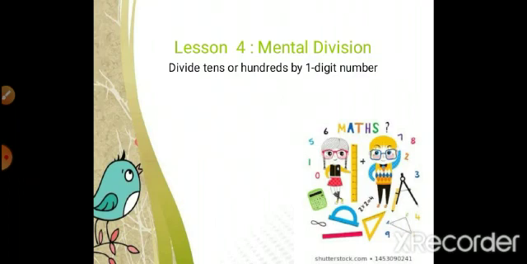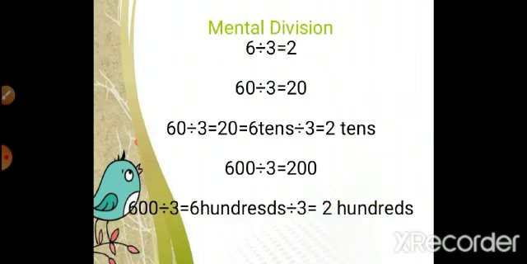Now coming towards our fourth and last lesson, which is mental division: divide tens or hundreds by a one-digit number. Firstly we have to divide by a one-digit number, as 6 divided by 3. Here we can guess that there are 3 students. We have to divide 6 rupees among these students. If we divide 6 rupees among 3 students, obviously each student will get 2 rupees. So 6 divided by 3 is equal to 2.